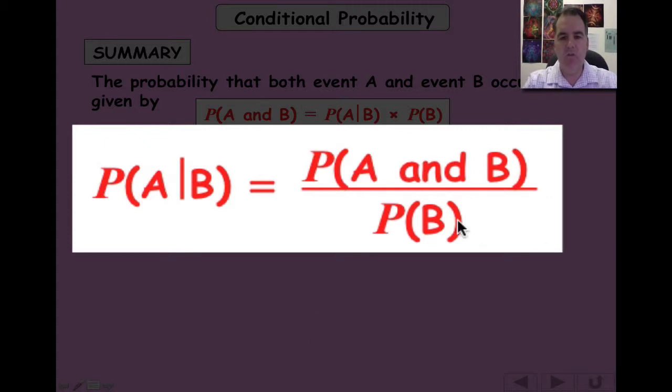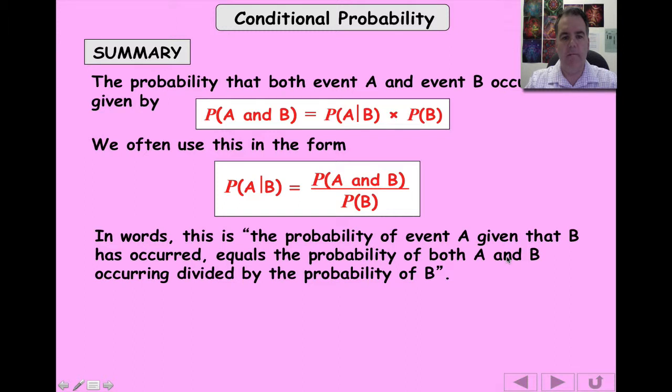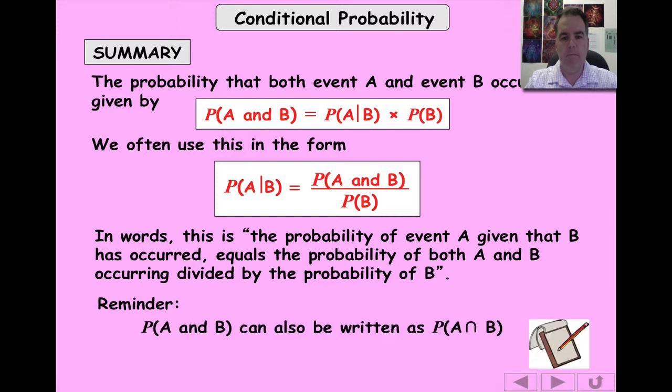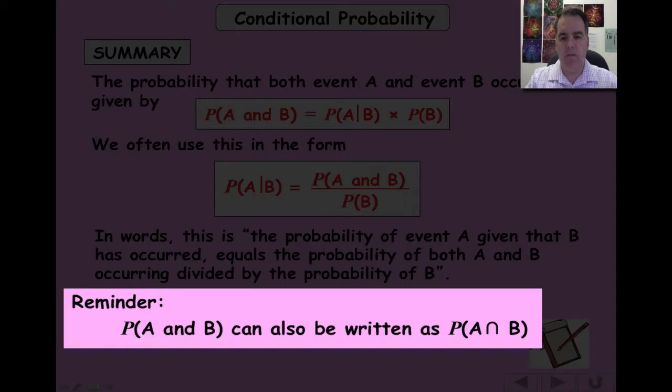B. This just shows us that we're squeezing down the sample space to just look at the things in the probability of B. So we're given that B has happened, so we can forget everything else. We're just looking at event B. So that formula there is very important for conditional probability. And it's also important to remember that A and B can be written as A intersection B with that symbol there.